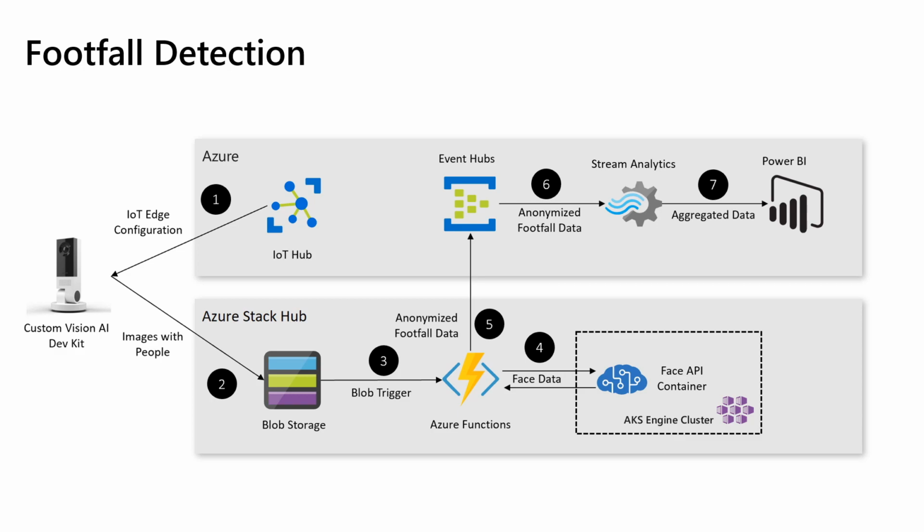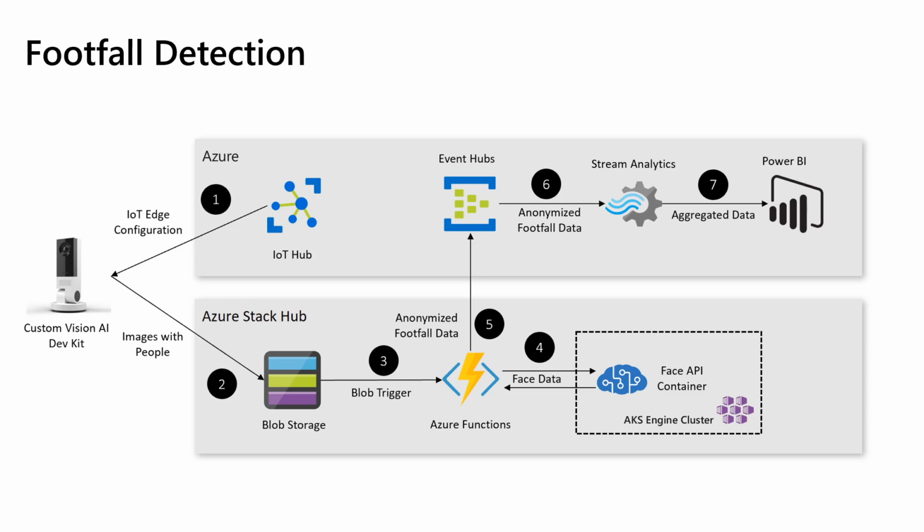Then the data is anonymized and sent to an Azure Event Hubs cluster sitting in the public Azure cloud. The Azure Event Hubs cluster pushes those data to Azure Stream Analytics. Finally, the Azure Stream Analytics aggregates the data and pushes those data to Power BI for further visualization.